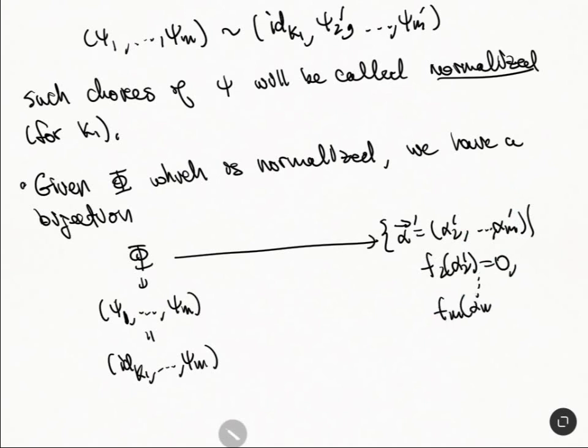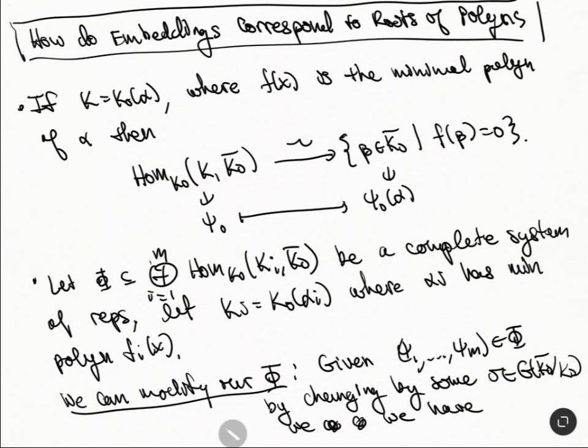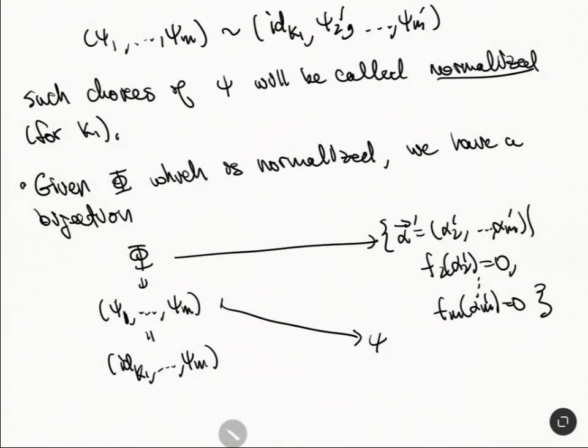F_m(α_m') is equal to 0. So the idea is that in embedding, these tuples of embeddings, once normalized, will correspond to roots this way. And the map here is given by, we take our generators, so we specified some generators before. We specified our generators before. And then we're just going to do ψ_1(α_1), ..., ψ_m(α_m), like so.